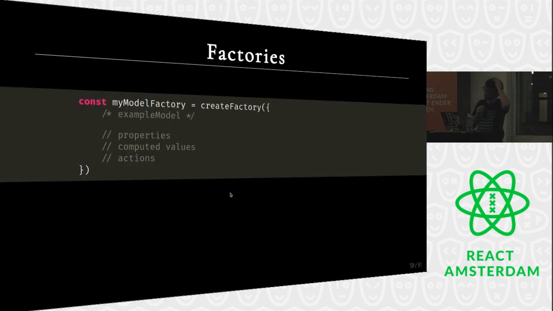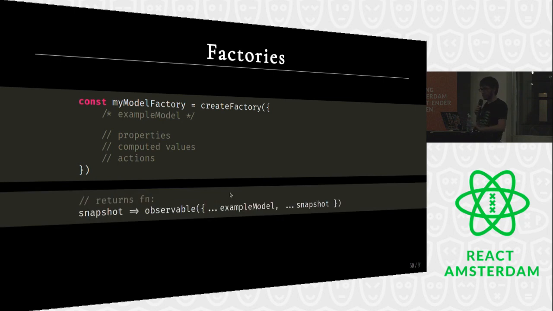And to create a model, there's the concept of factories. A factory just gets an example model, and every time you invoke the factory, it makes a copy of the example you gave it. Effectively, it just creates a new observable object based on a copy of the example model, and mixes in any snapshot you provide to it. So if you had some previous snapshots, some previous state, it will make sure that that state is represented in the new instance you get.